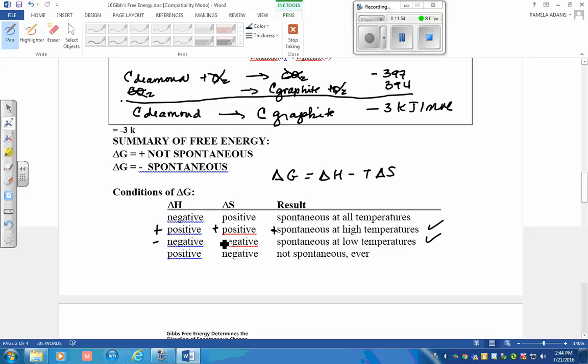When these are negative, boy, don't we wish that beeping sound would stop. There we go. When both of these are negative, it's spontaneous at low temperatures. Have to figure out what temperature at which something will be spontaneous. Set the delta G value to 0. When delta G equals 0, that temperature is when it's spontaneous in both directions.